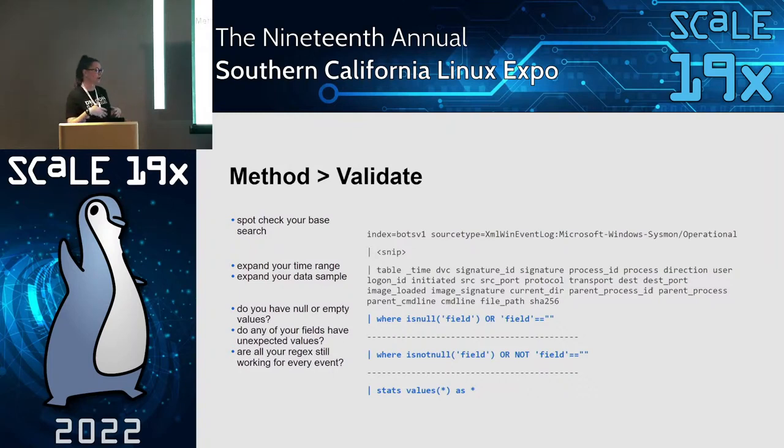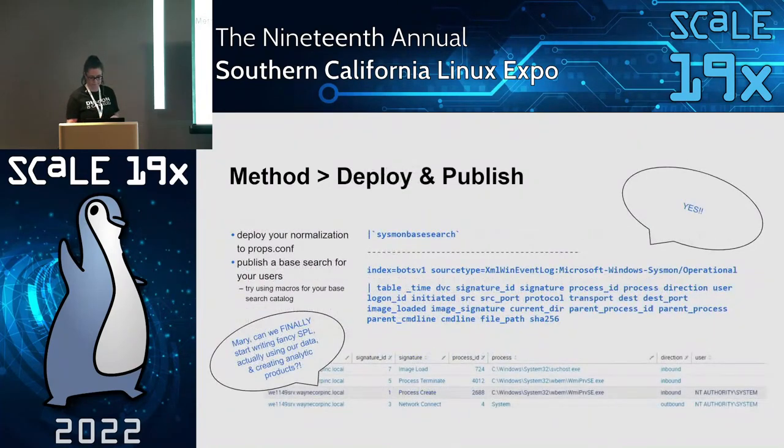So when you spot check, when you've got your base search, you think it's done, expand your time range. Or if you've used event sampling to try to make your searches run faster while you're working, remove the sampling so you're getting the full data set. And then you want to check again, right? Are all your regex still working? Are the fields that are supposed to be null, null? Are the fields that are not, etc. And then you can deploy and publish your base search.